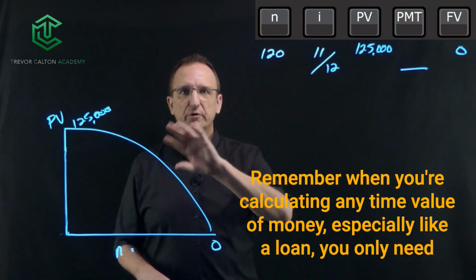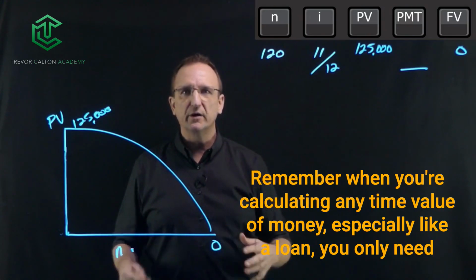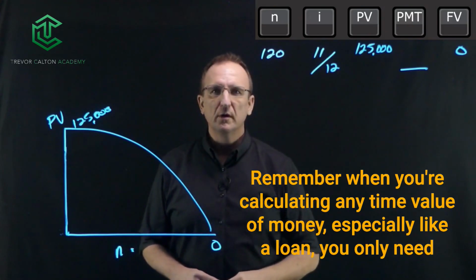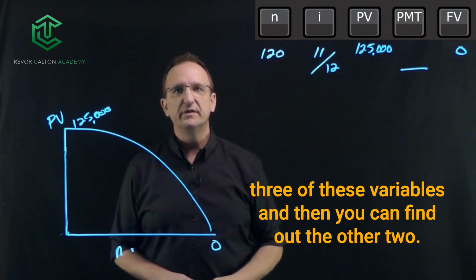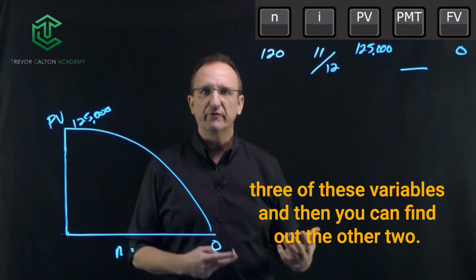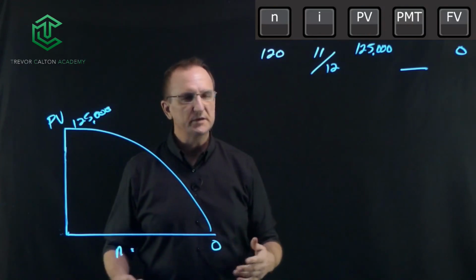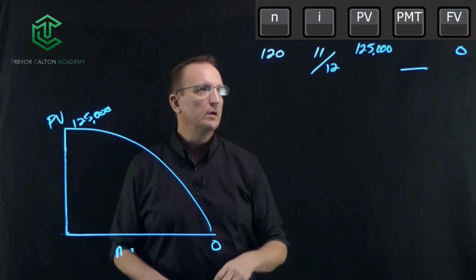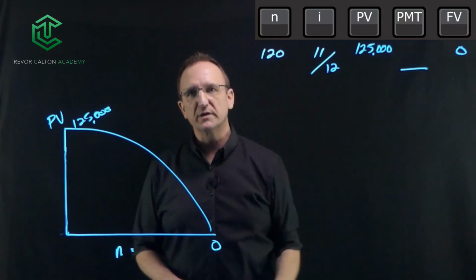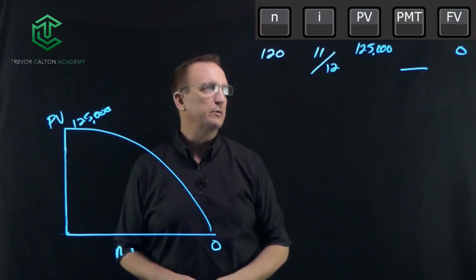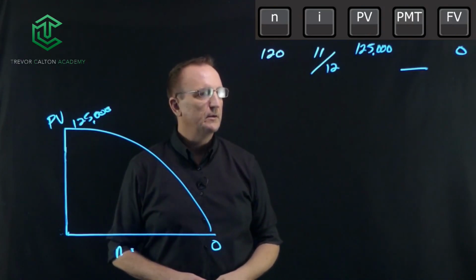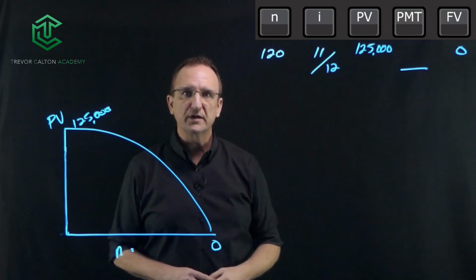Remember, when you're calculating any time value of money, especially like a loan, you only need 3 of these variables, and then you can find out the other 2. The easiest way, and typically in a loan scenario, is you set the 4th one to 0 for the fully amortizing payment. And that's what we're going to do in this case. So let's see how we would punch that into the calculator.